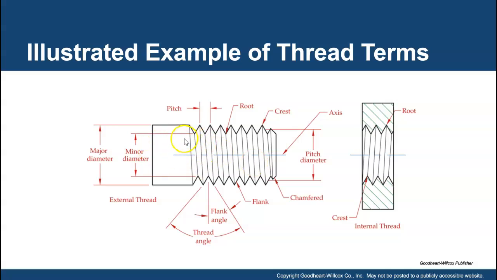an external thread over here on the left, and internal threads on the right, and of course they are the reverse of each other. So again, like everything here, we do have some terminology that you have to get familiar with. You have a major diameter on the OD of a rod that you would be cutting your thread on, or the major diameter is the depth of the thread over here on your internal.